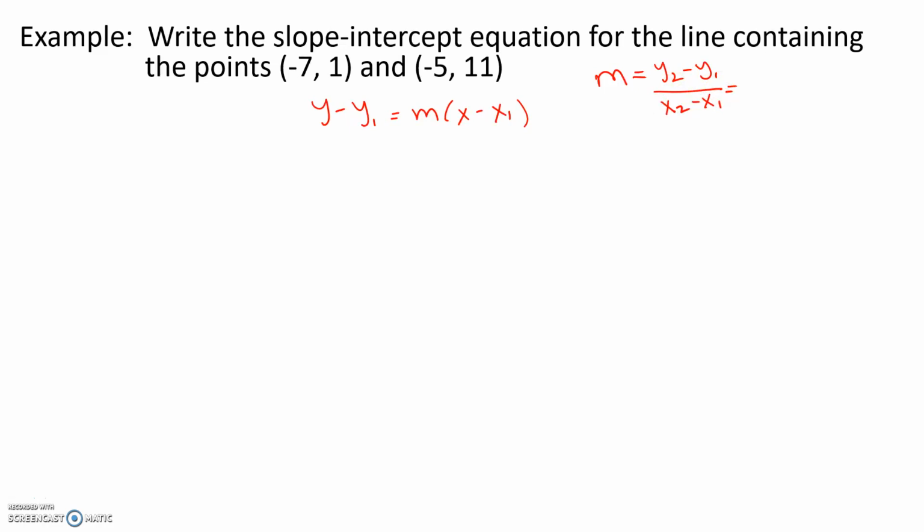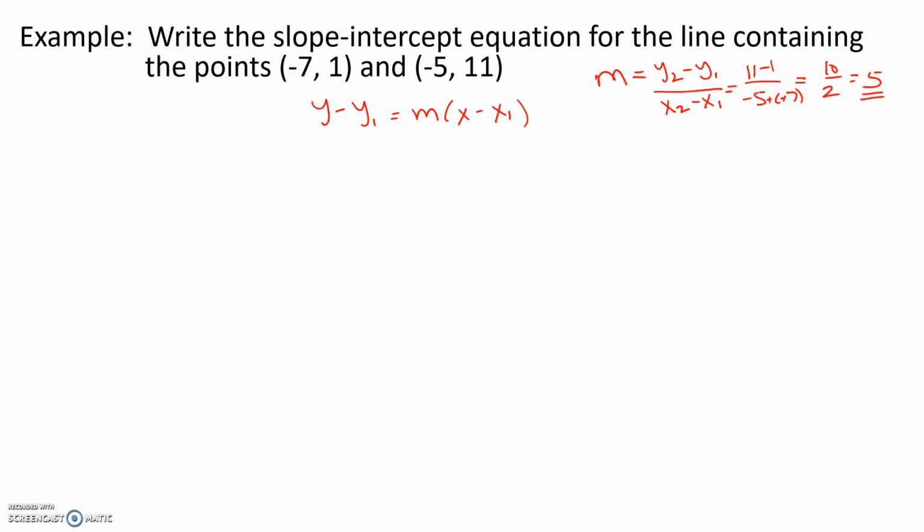Recall that we can find the slope using the formula y2 minus y1 over x2 minus x1. Using these 2 points, y2 minus y1 will be 11 minus 1, and x2 minus x1 will be negative 5 minus negative 7. 11 minus 1 is 10. Negative 5 minus negative 7 is negative 5 plus 7, which is 2. And 10 divided by 2 is 5. So the slope m is 5.